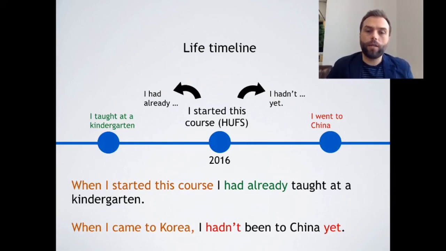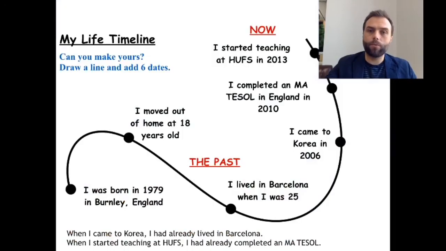Okay, so I've got the example sentences here, and you can give some extra examples, but this is just to draw their attention to already and yet. Okay, you can also ask students to prepare some examples as well. Okay, but this is the main task now for this lesson. We're going to make a life timeline. So here is my life timeline.